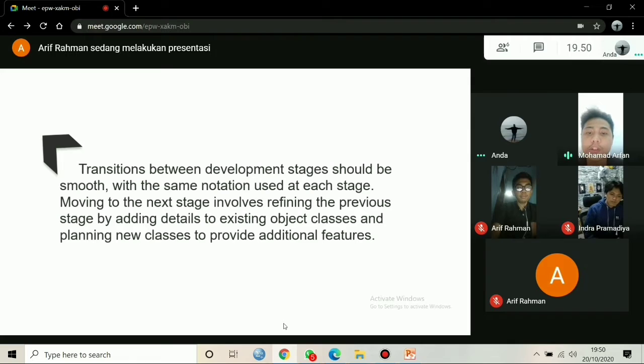Transition between development stages should be smooth, with the same notation used at each stage. Moving to the next stage involves refining the previous stage by adding details to existing object classes and planning new classes to provide additional features.